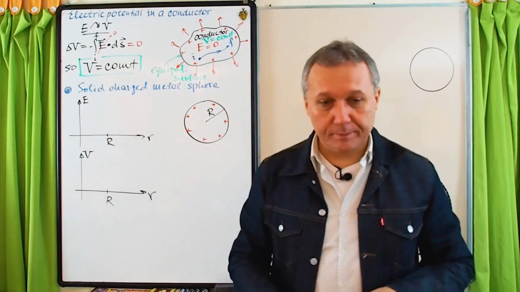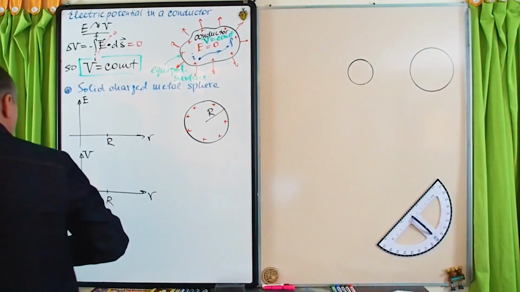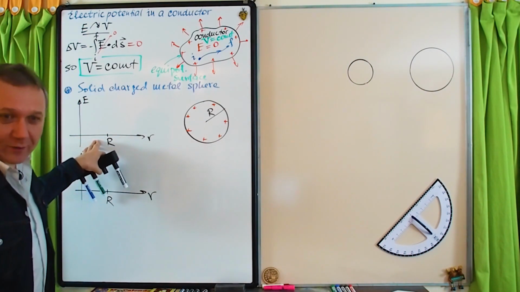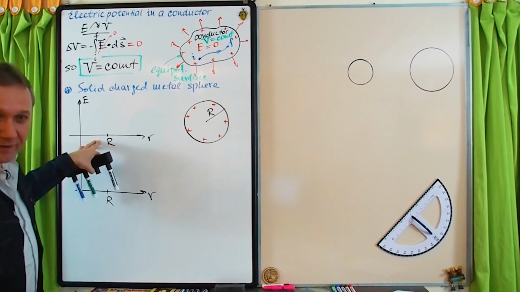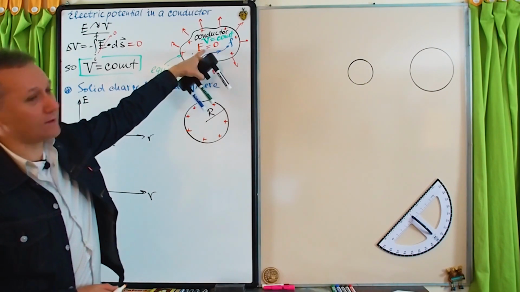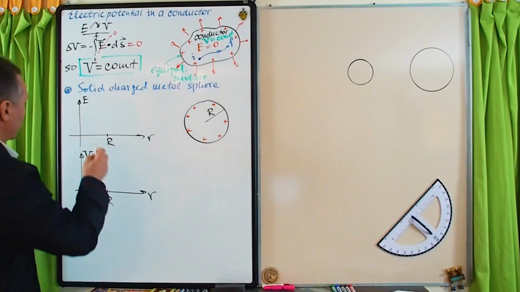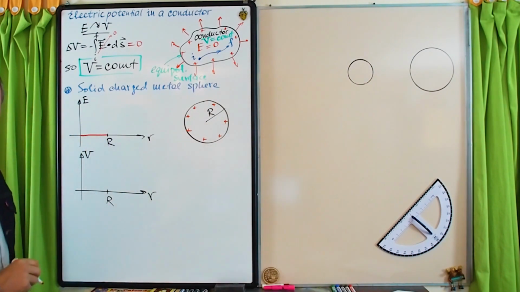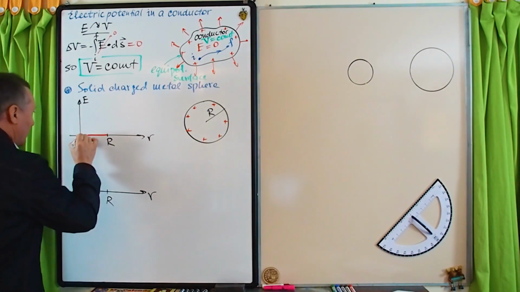Again, it's a solid sphere. So let's start with the electric field. What can you say about the electric field inside of the conductor? Again, in electrostatic equilibrium, of course, it is 0. So if we plot it, first it's going to be like this, in this part of the plot.